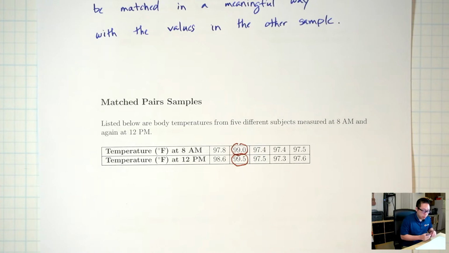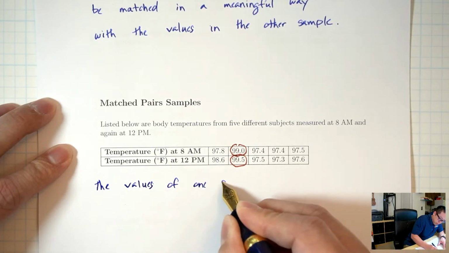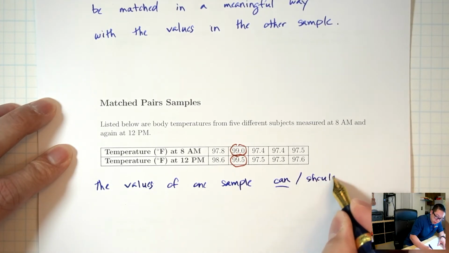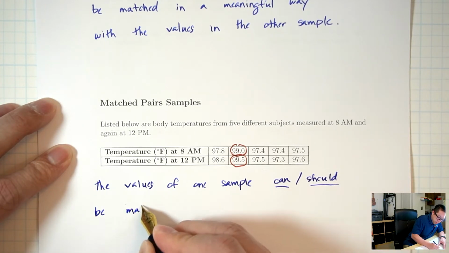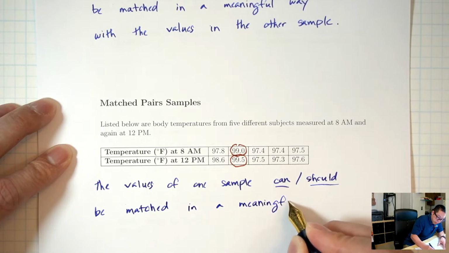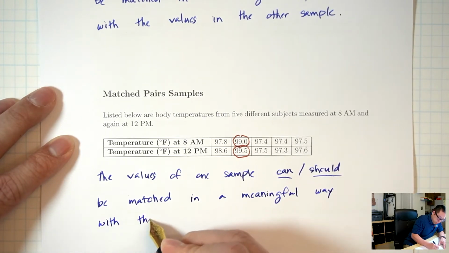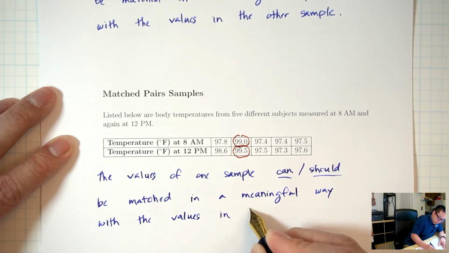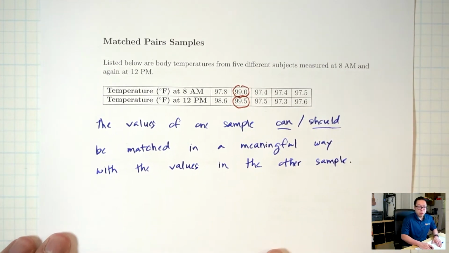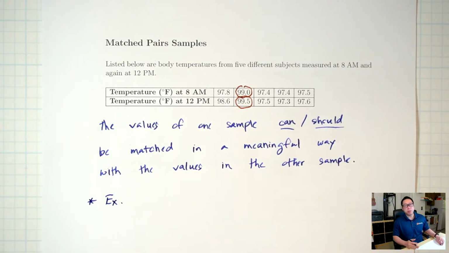So in a matched situation, the values of one sample can and should be matched in a meaningful way with the values in the other sample. And common examples of the matched situation are, there's really two main situations that you'll encounter in this class.